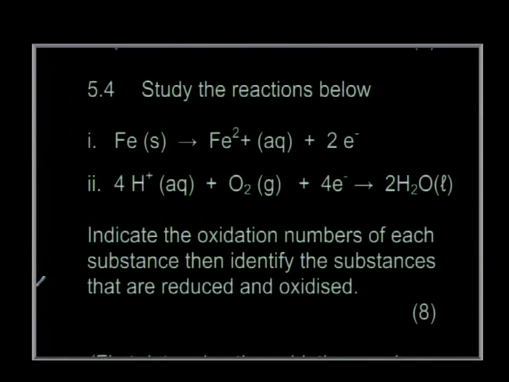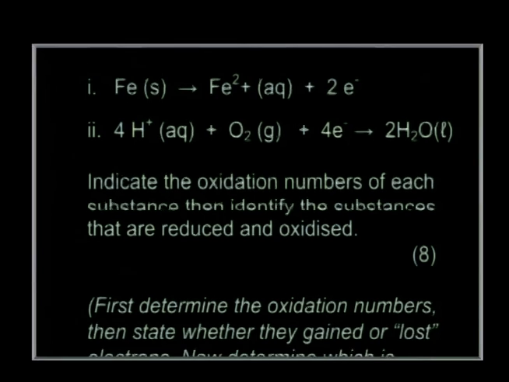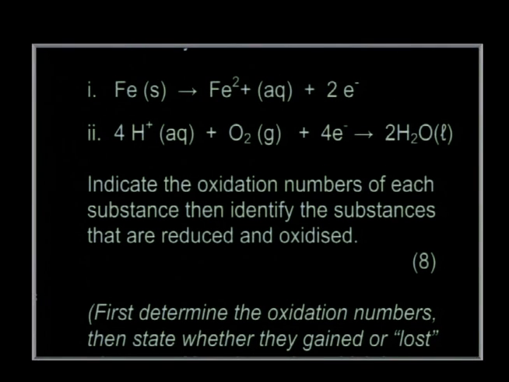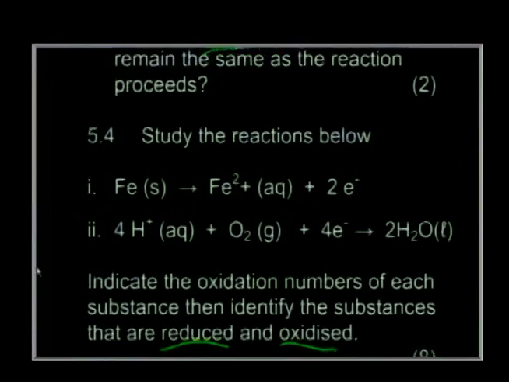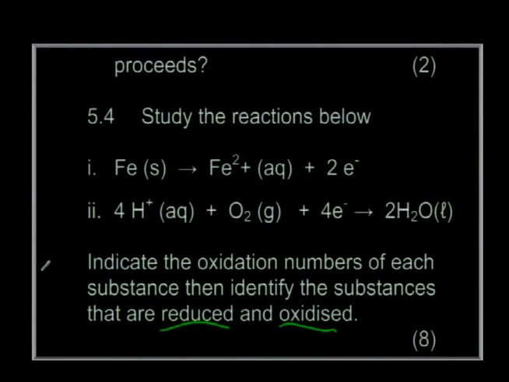So here we go with another question, and it's almost the very last question that we're going to be able to do today. So let's make sure that we've got it. It says, study the reactions below. We've got iron, a solid, forming iron 2 plus in solution, plus 2 electrons, and hydrogen ions plus oxygen plus 4 electrons to form water. And it says, indicate the oxidation numbers of each substance, and then identify the substances that are reduced and oxidized. And so it gives us some clues about that.